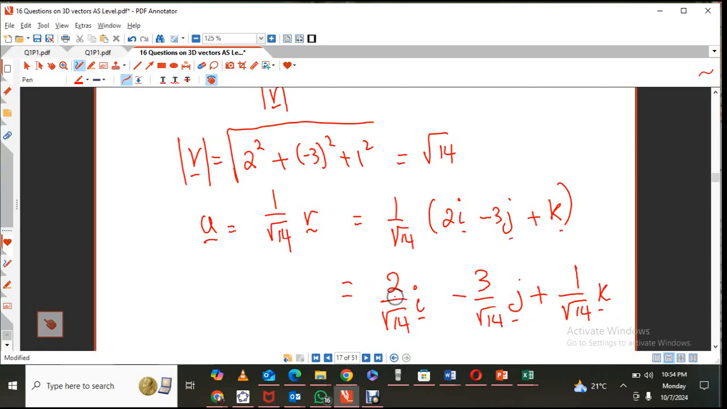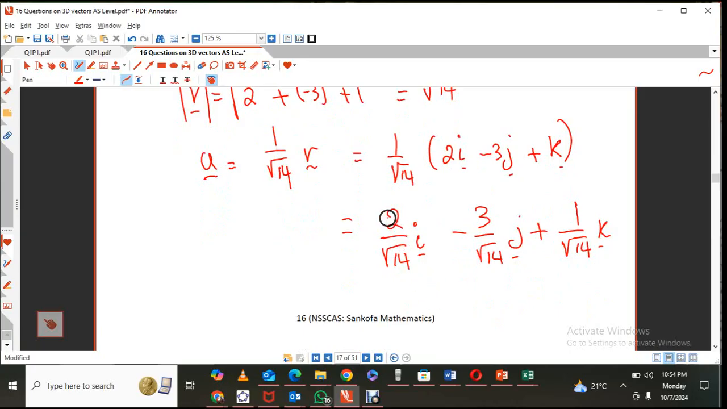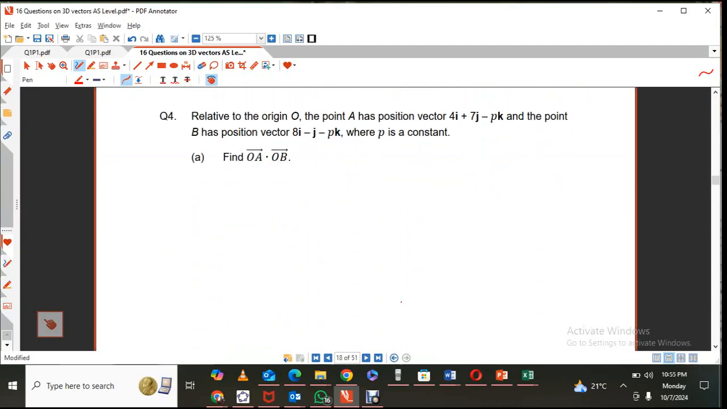So if you were to take the magnitude of this, 2 over root 14, minus 3 over root 14, plus 1 over root 14, now you're going to get the magnitude of 1. You have to do that. Okay, so that was just a spicy question that I have added in there. So let's go to question 4.